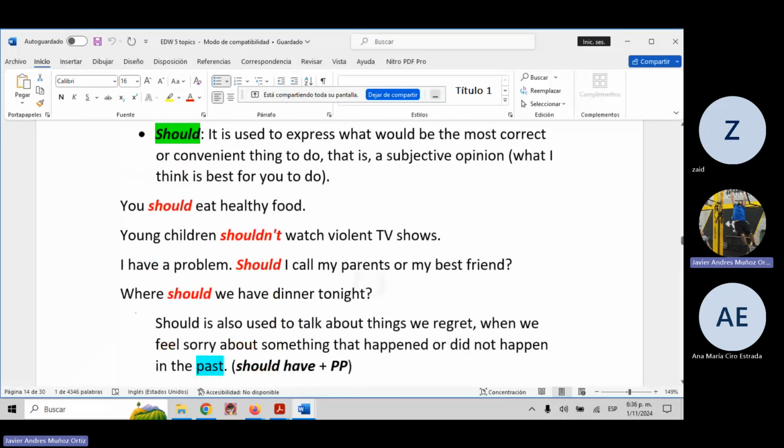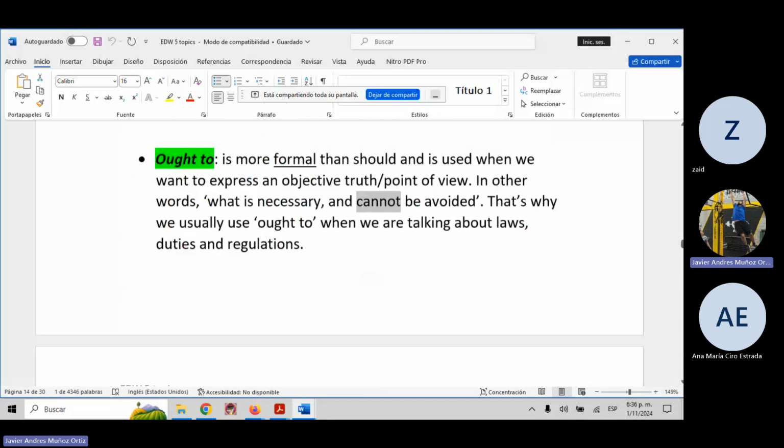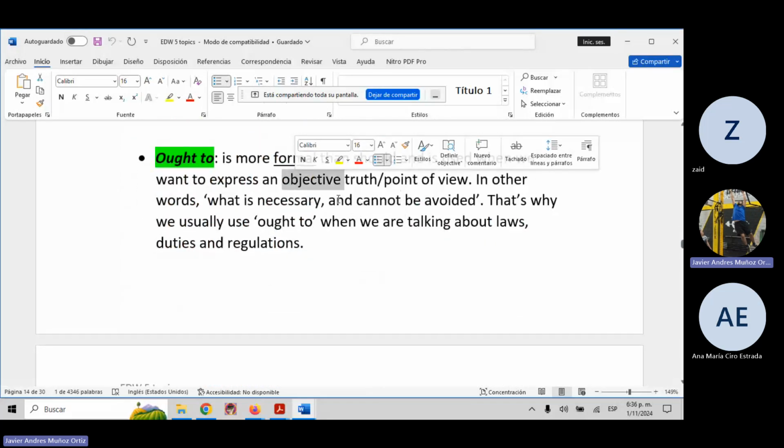Good. Should, once again, is a very subjective point of view, my opinion. You should eat healthy food. Why? I don't know. Just because. Because I don't have the information. I have just heard that it's important for you. That's it. Ought to is more formal and it's more objective. We have data, we have information.